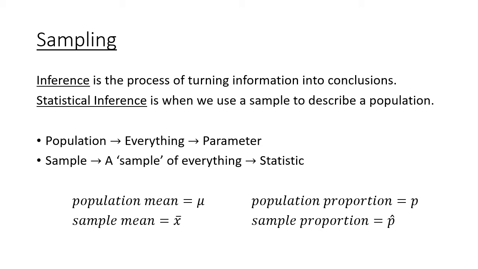Also, as a quick recap of our notation, for means, the population mean is mu, that Greek letter, and our sample mean is x bar. The other part we're going to talk about a little later is proportions: our population proportion is p, and our sample proportion is p hat. But we'll talk about those later. I just want to make sure we recap our vocabulary and our notation.